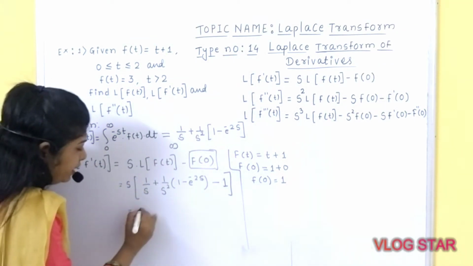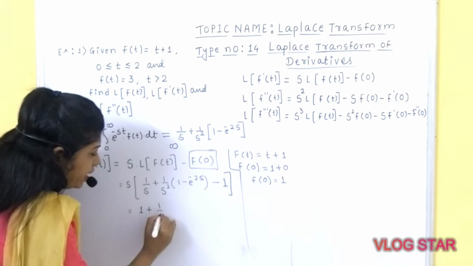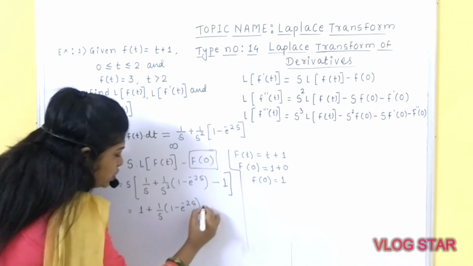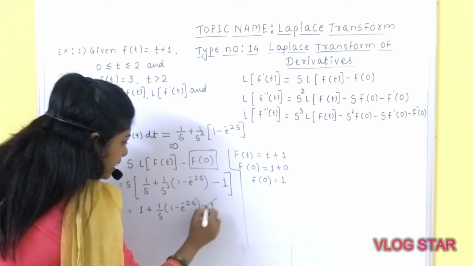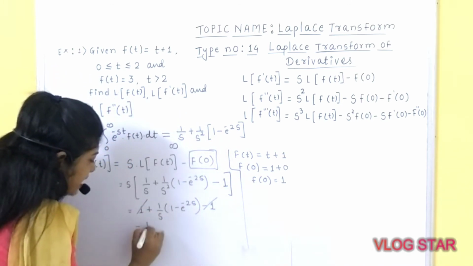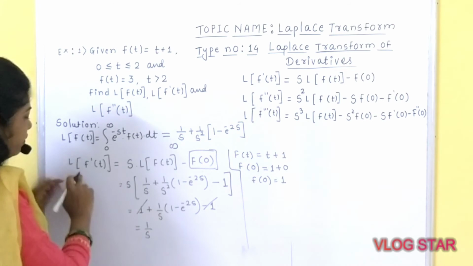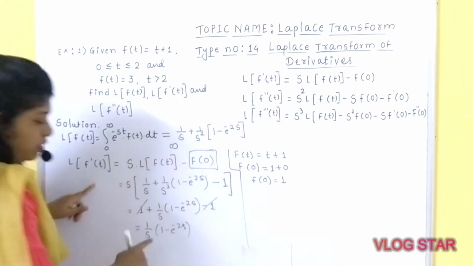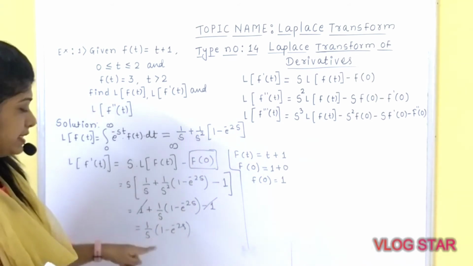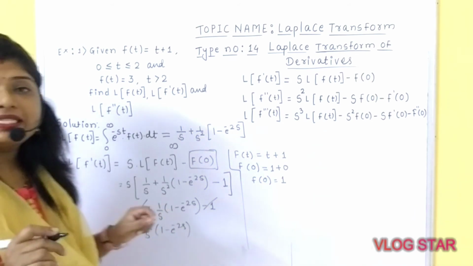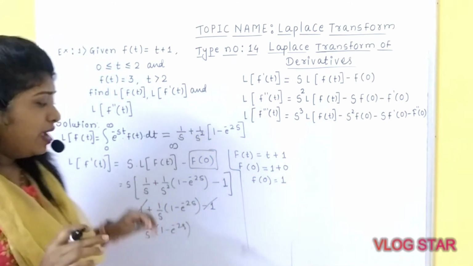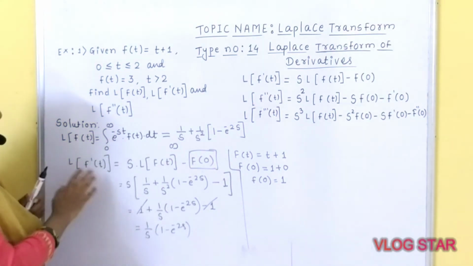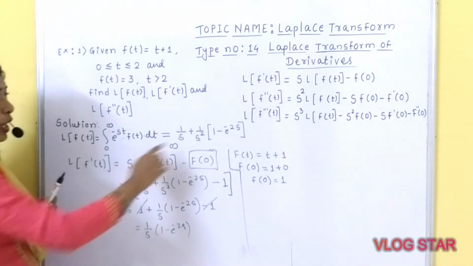So what you will get? 1 plus 1 upon s 1 minus e raised to minus 2s minus 1. This one and this one will get cancelled. The Laplace of f dash of t is equal to 1 upon s inside the bracket 1 minus e raised to minus 2s. I hope you have understood how to calculate Laplace of f dash of t with the help of this formula.